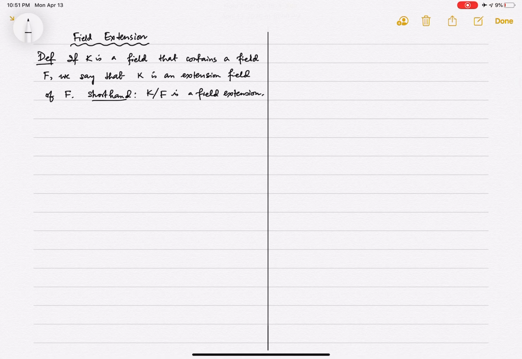K slash F, let's read it. It's not a division in any sense. K slash F is a field extension, we say. That means simply that K is a field that contains another field, little f, capital F. An example would be, we saw, the rational numbers. Real numbers contain that. Complex numbers contain real numbers. You could take stuff like that.